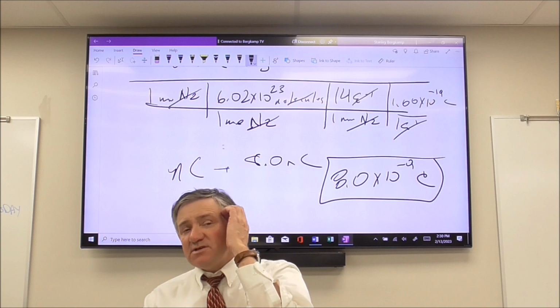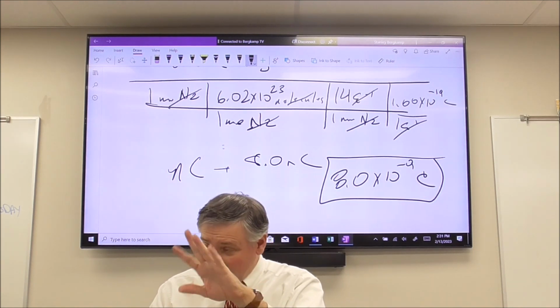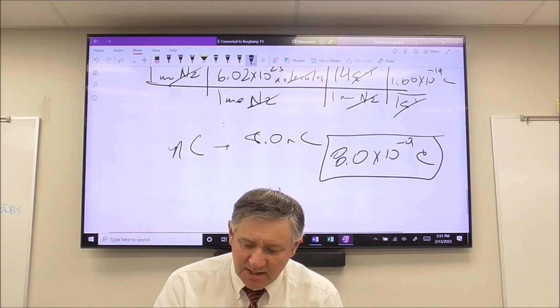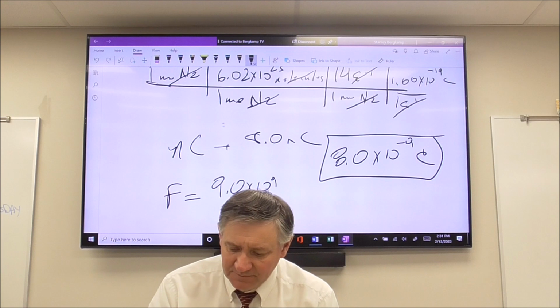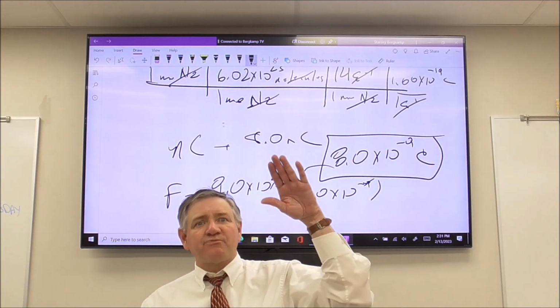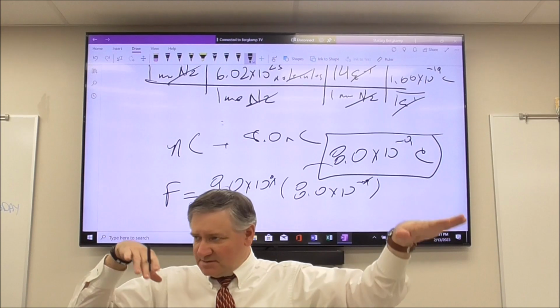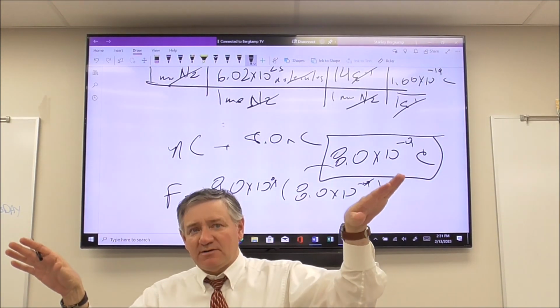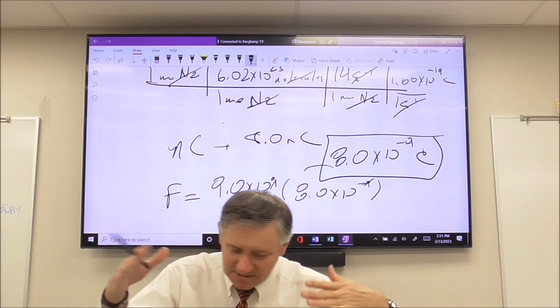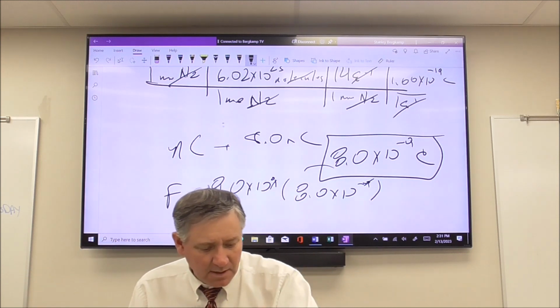The reason that's handy, a lot of times when we're working with nanocoulombs, is that when you're calculating a force, you have 9 times 10 to the 9th, and then a nanocoulomb, which is 8.0 times 10 to the negative 9th. A lot of times, not all the time, you'll have 10 to the negative 9th times 10 to the 9th, and that will just drop out those exponents. This makes the math a little bit easier.